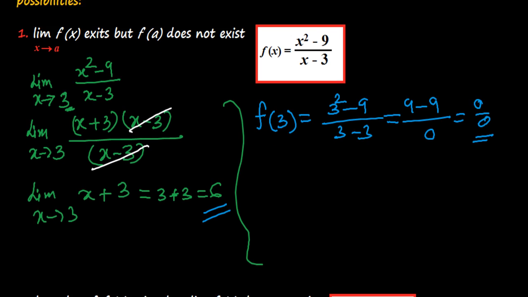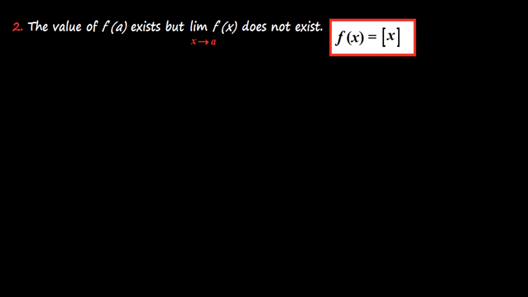Now the second one, we see the value of f of a exists, but limit of f of x, x tends to a, does not exist. So we see how it happens. Let me take one example. F of x is equal to greatest integer function of x. You know that already in our previous sessions we have studied the greatest integer function. If there is a value 3.9, the greatest integer function would be 3.